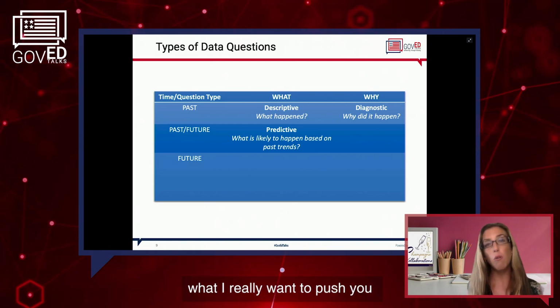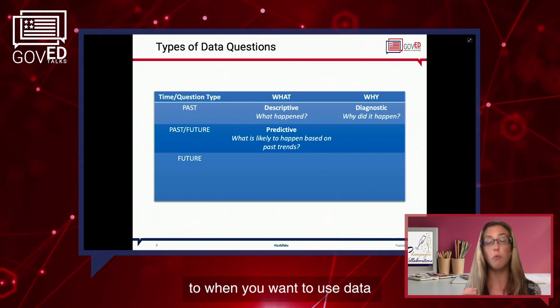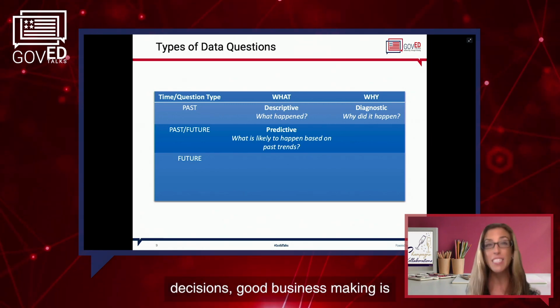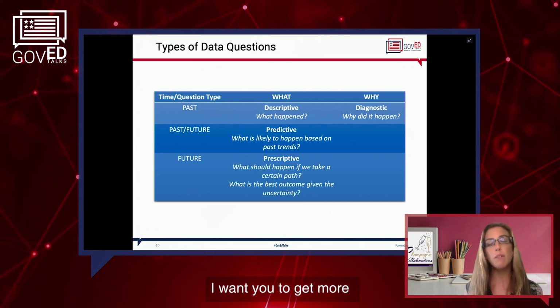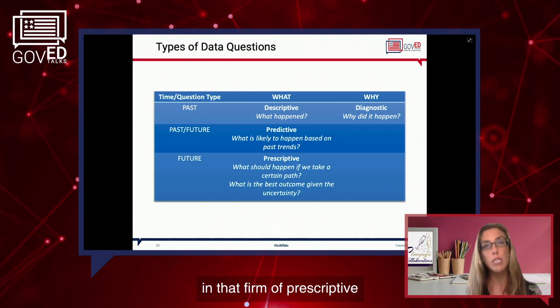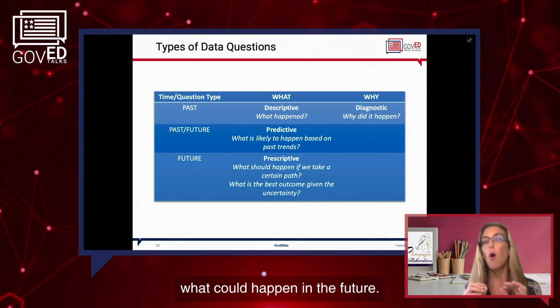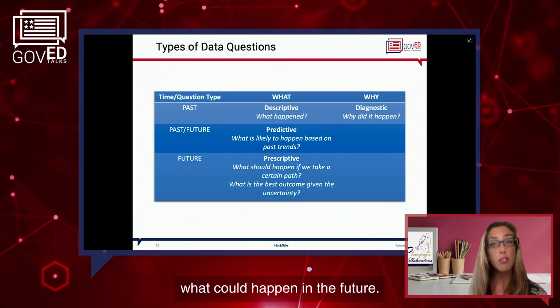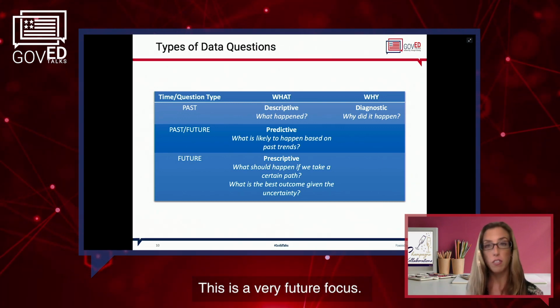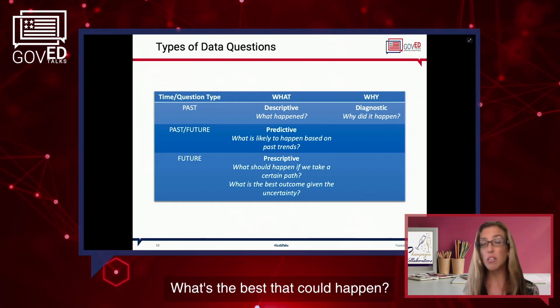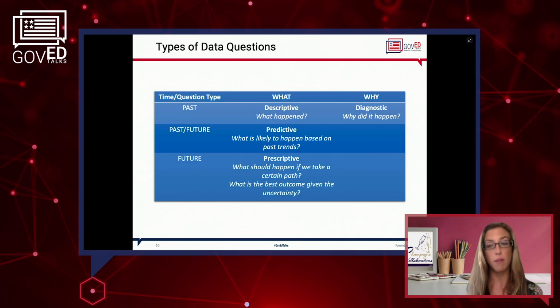The thing though, what I really want to push you to when you want to use data for good business decisions, good business making, is I want you to get more into that term of prescriptive. Think about the perspective of what could happen in the future. This is very future focused. Thinking about data, yes, there's uncertainty. What's the best that could happen?